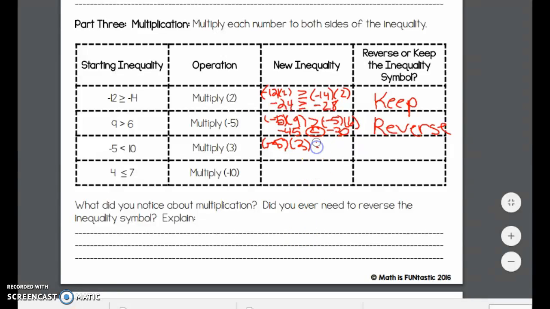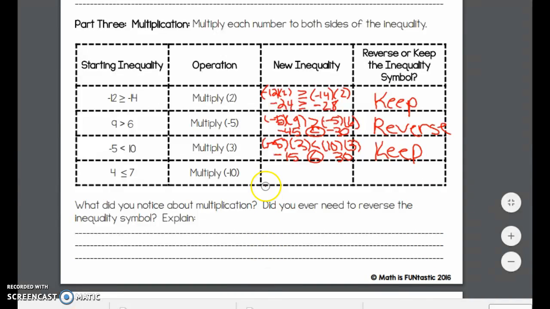Is less than, you tell me, negative 10 greater than or equal to times negative 3. And negative 5 times 3 is negative 15. And 10 times 3 is 30. And then you keep the sign because you're multiplying by a positive number.